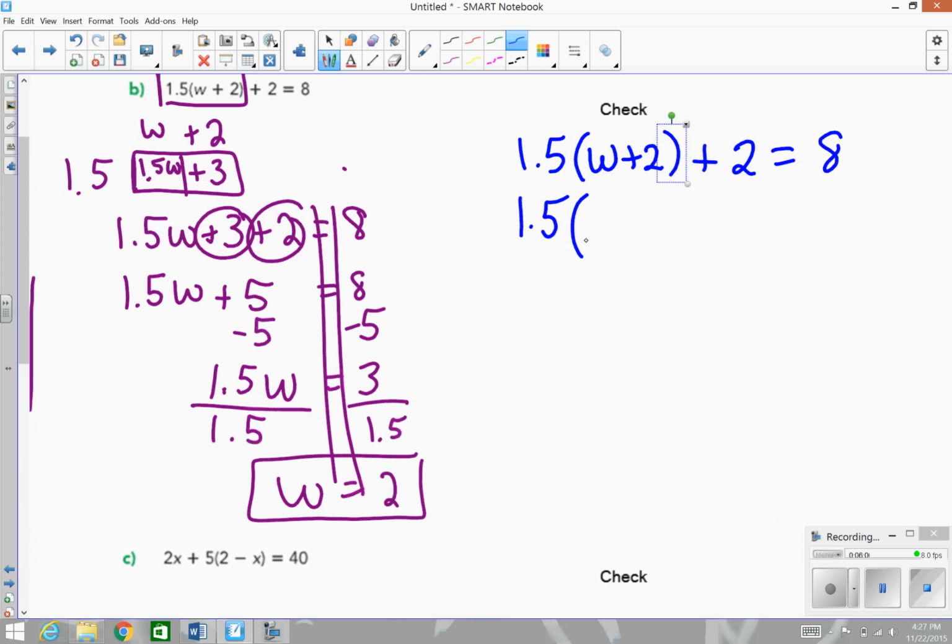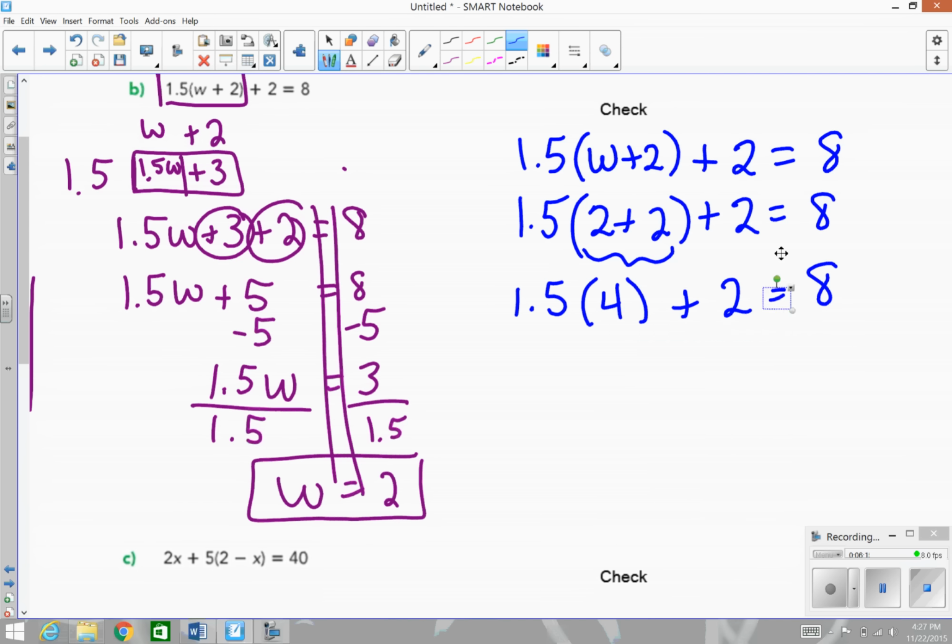So I have 1.5 times the quantity 2 plus 2, and then an extra plus 2 outside of those parentheses. PEMDAS says to do parentheses first, so I get 2 plus 2, which is 4. Carry down everything that's left. Okay, and recognize that this is still multiplication. 1.5 times 4 is 6, plus 2 certainly is 8. So that checks. Finish jotting down your notes, and we'll move on.